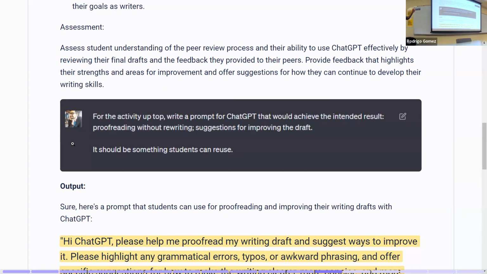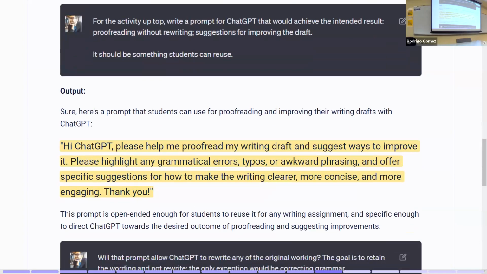So for the activity that you just designed, write a prompt for ChatGPT that would achieve the intended results: proofreading without rewriting, suggestions for improving the draft. It should be something students can reuse. See, I was trying to address what I said earlier about you can't give students that command that says, don't show this to the student, right? You can't do that. So is there a way of sort of doing that in general? And here was its suggestion.